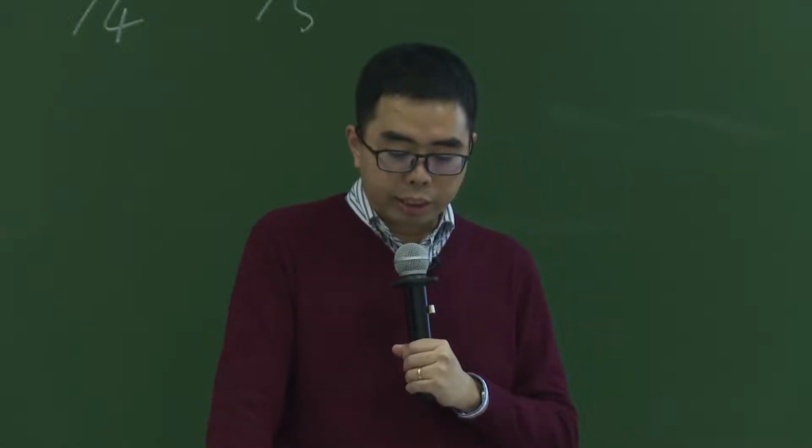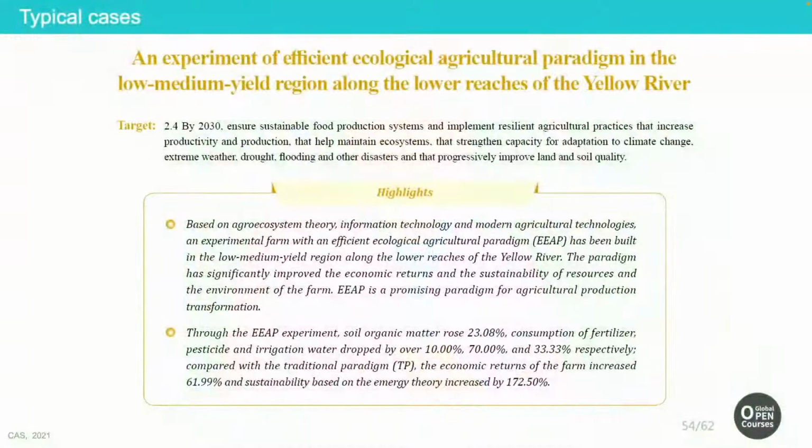The third case is an experiment of efficient ecological agriculture paradigm in the low-yield region along the lower reaches of the Yellow River. This study is set against the background that current agriculture production heavily depends on the use of chemical fertilizers, pesticides, irrigation water, and machinery. All of them have given rise to emerging environmental issues.